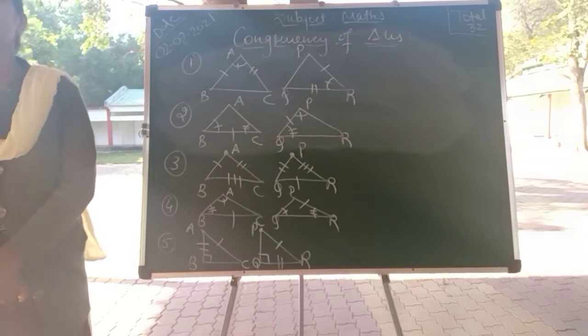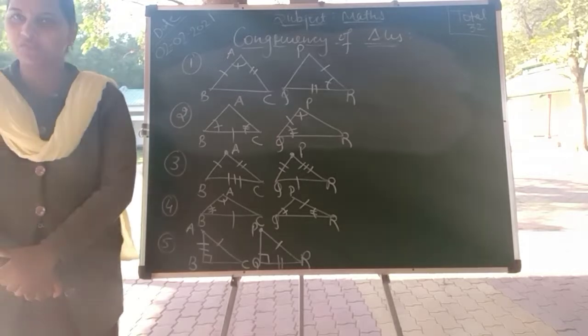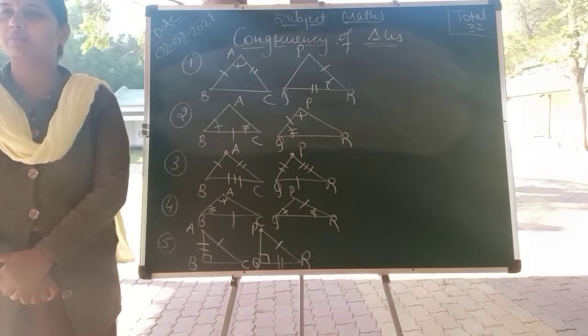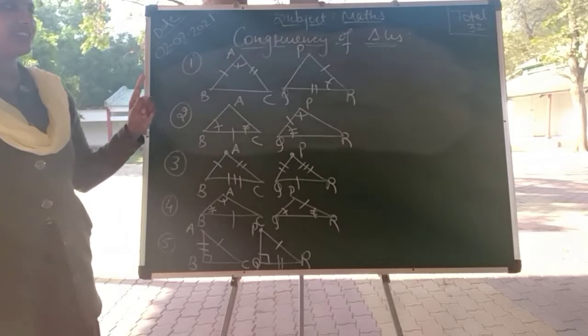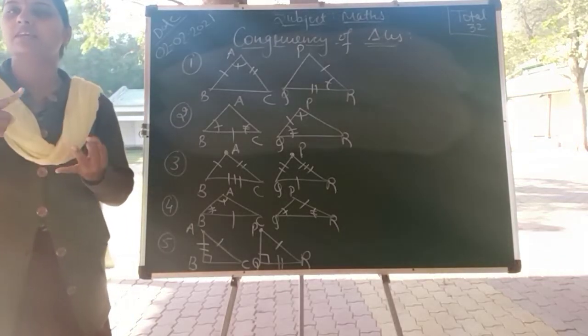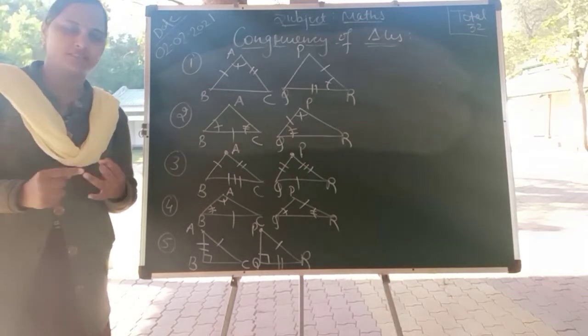Okay. So first, I hope you all have drawn the figures, written the congruency, symbolic form and criteria. Now I am going to ask you a question. So first one, you have to tell me the symbolic form of the congruency of triangles along with the criteria. So tell me, Arya.